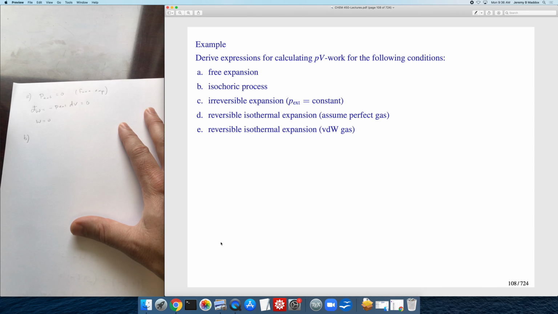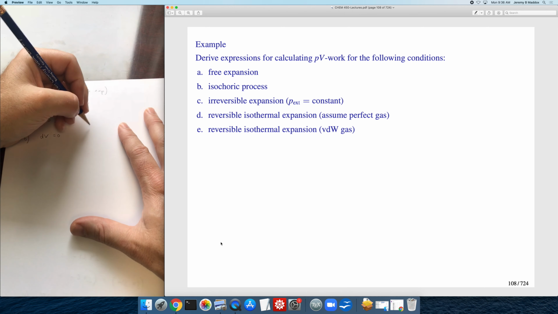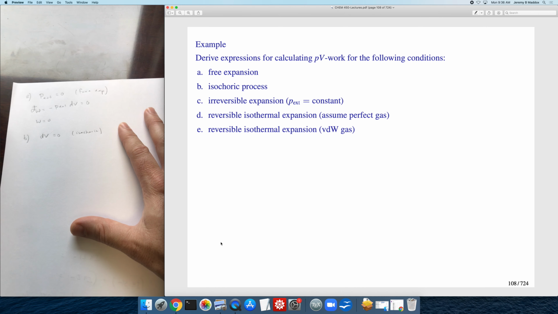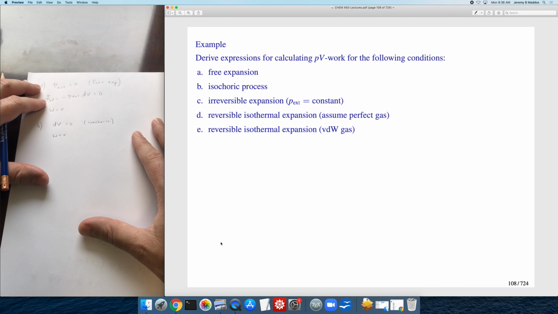For part B, we're considering an isochoric process. And in an isochoric process, the volume change is 0, by definition. And so again, we're going to get that ultimately the work equals 0. So there's no such thing as an isochoric gas expansion. That would be a contradiction in terms.